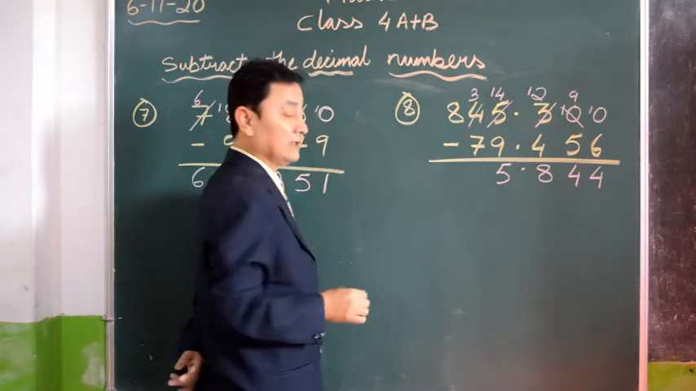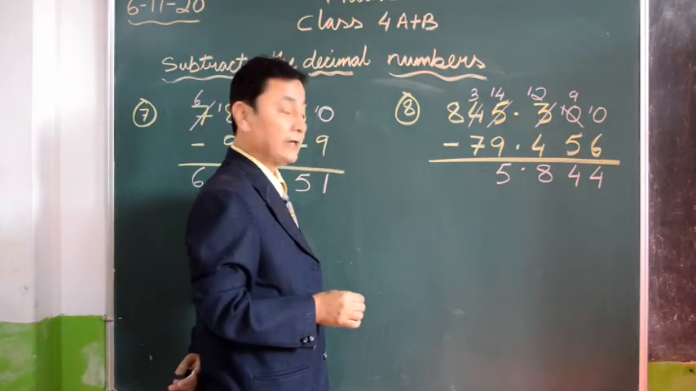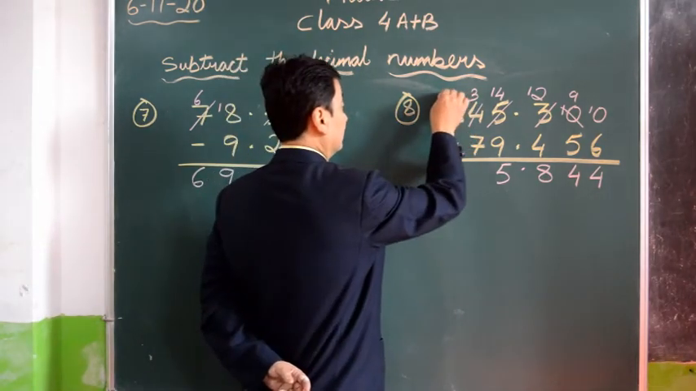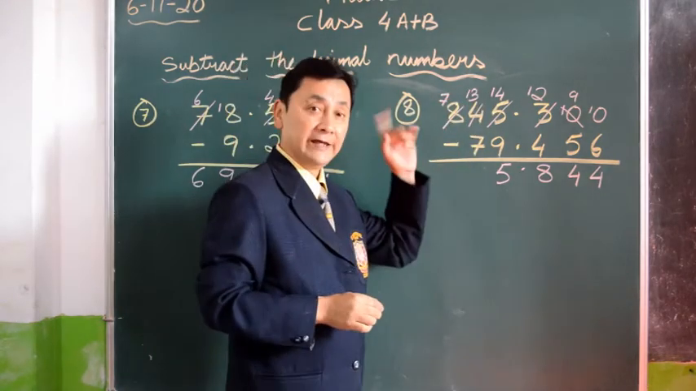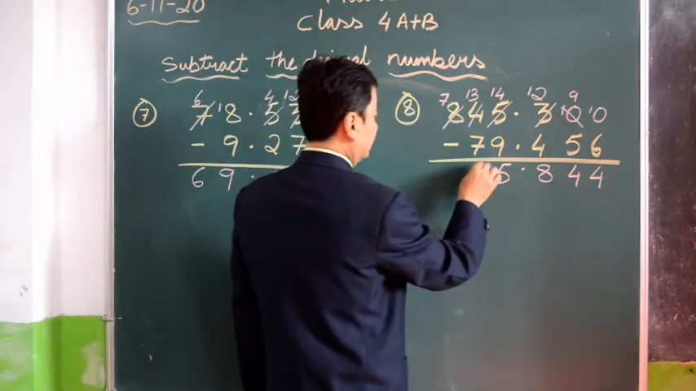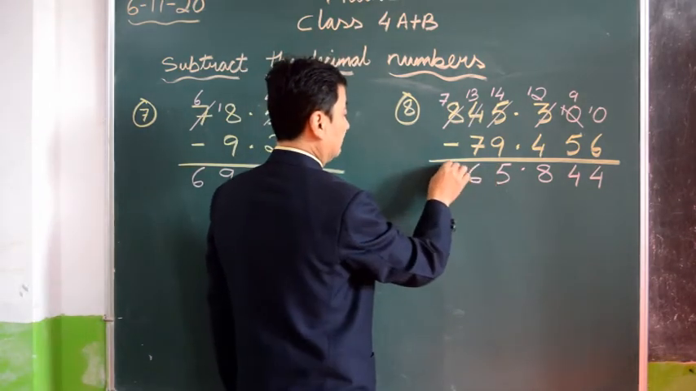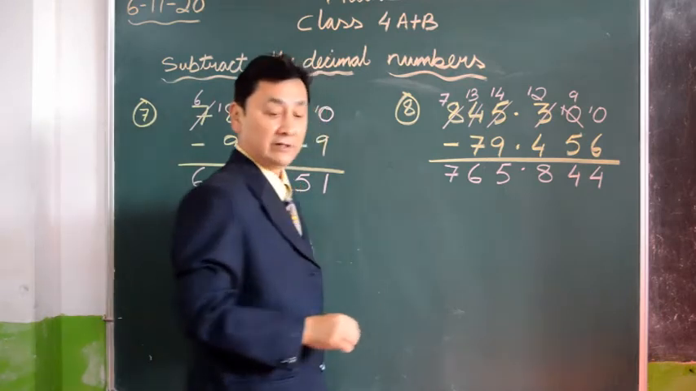3 minus 7, can we subtract straight away? No, we must borrow. 13 minus 7. 7 is here. 8, 9, 10, 11, 12, 13, 6. And bring down 7. So wasn't that very easy, dear children?